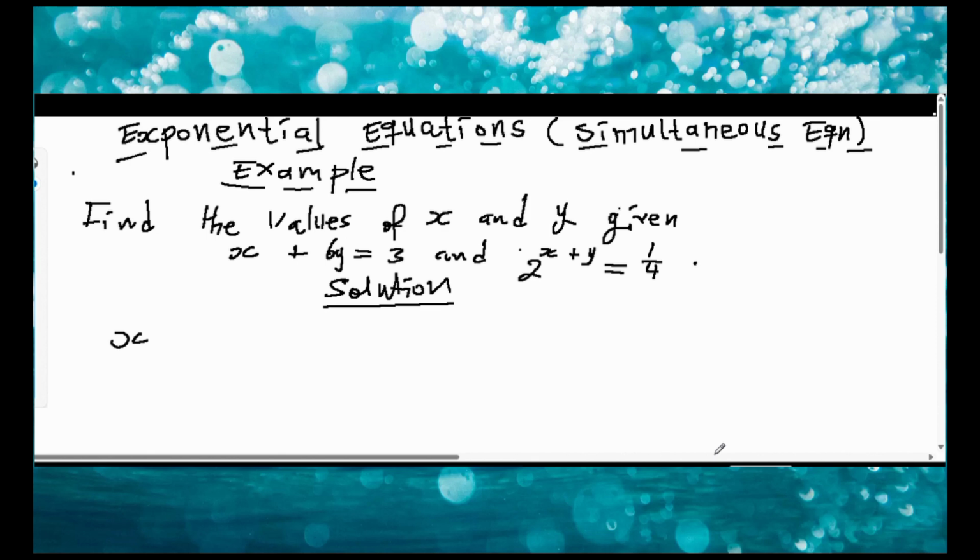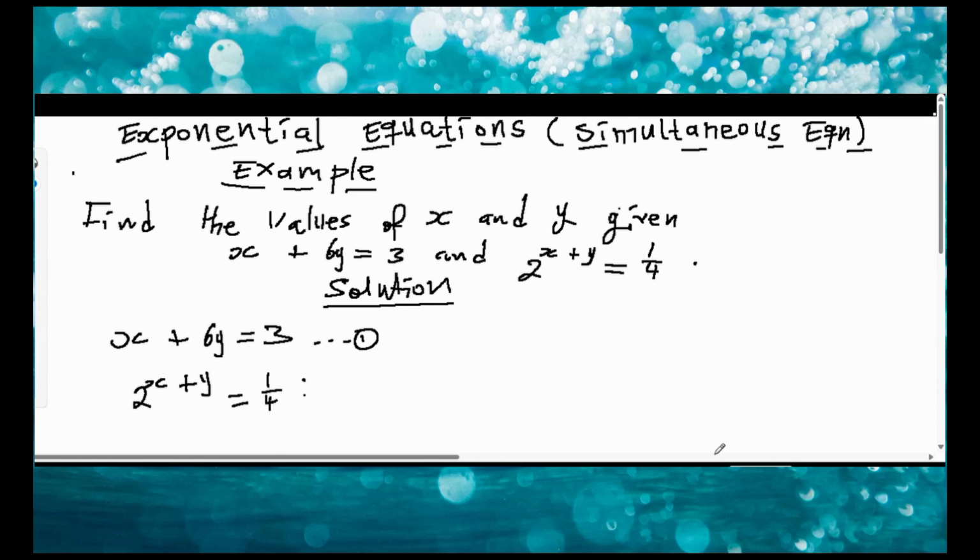So we have x plus 6y equal to 3 as equation 1, and then our second equation is going to be derived from this exponential equation. We have to first reduce the exponential equation to a linear equation. So let me write it down here. We have 2 raised to the power x plus y equal to 1 over 4.